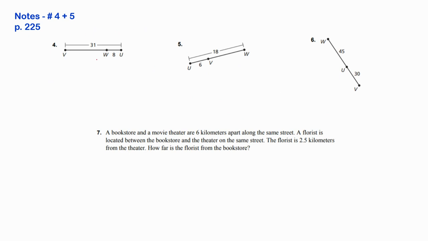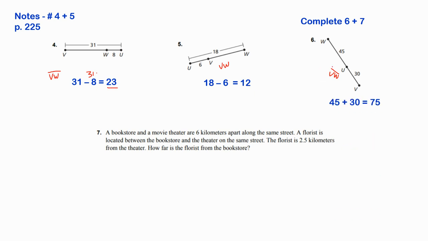On problem 4, what is the measurement of line segment VW? Well, you should have said 31 minus 8 equals 23. Yay. How about VW here? Oh, it's 12. All right, how about VW here? You should have said 75. Awesome.